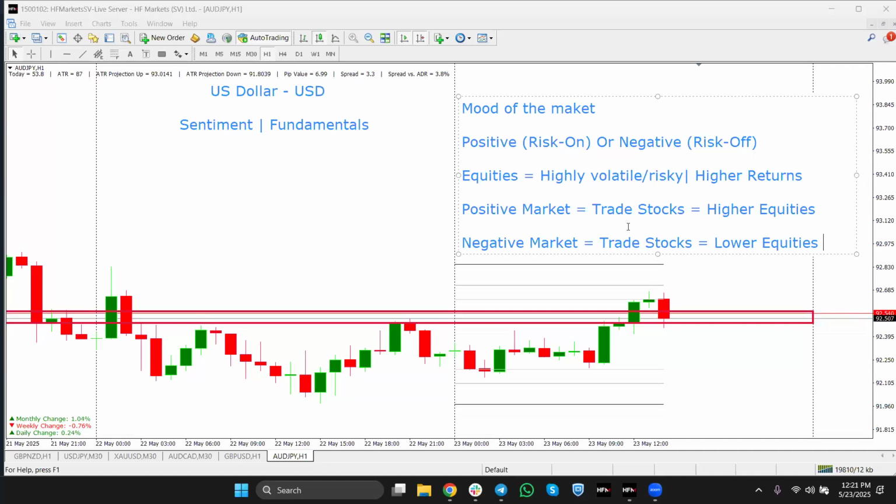Why? You ask me why. You see, under normal circumstances, higher equities in the market is usually a sign of positivity. And positivity takes money into risk assets. And the dollar, because of its nature as a safe haven, right? You know, the dollar is the world reserve currency, as the case may be, right?